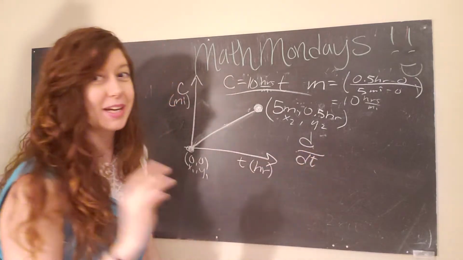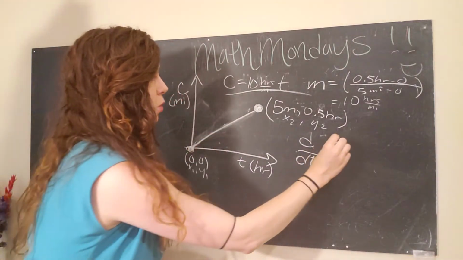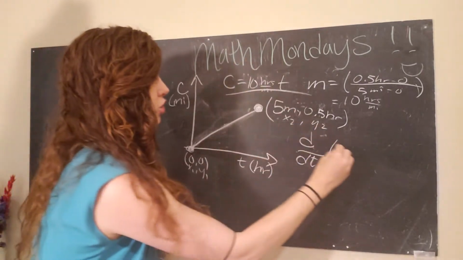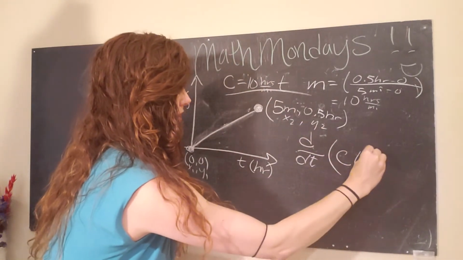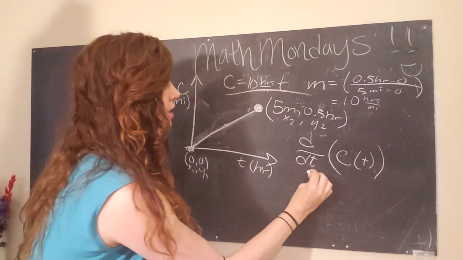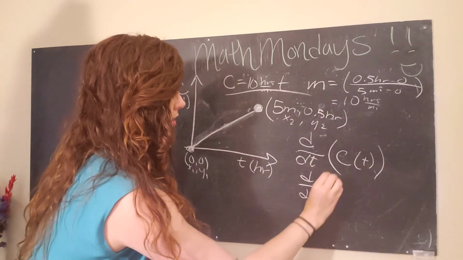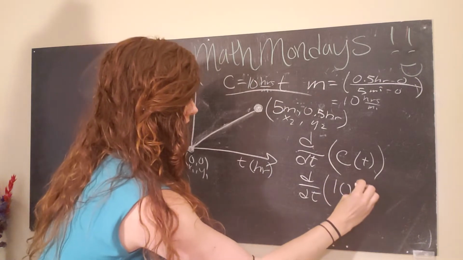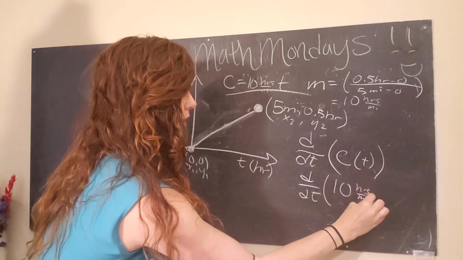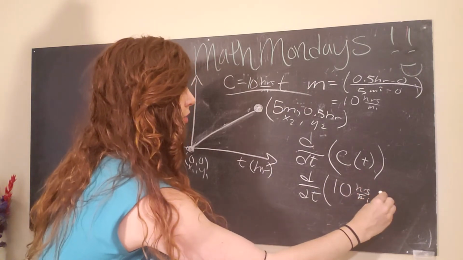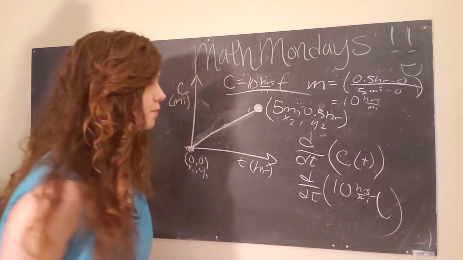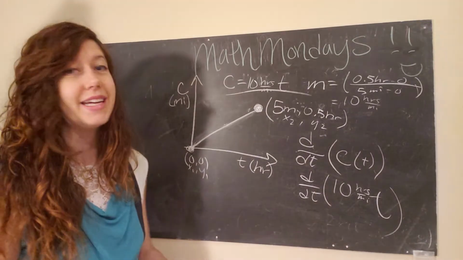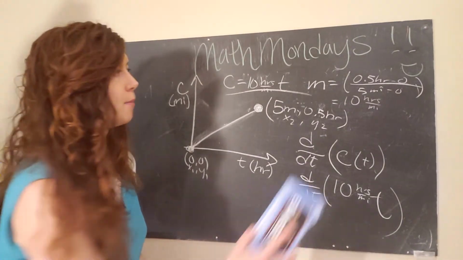This is why I didn't pick d for my variable. So we want to take the derivative with respect to time of our equation c, which is a function of t. So then we just plug in the equation for c, which is just 10, my miles, I guess I don't need to keep writing that, times t. Okay, and then this is where we need the power rule.